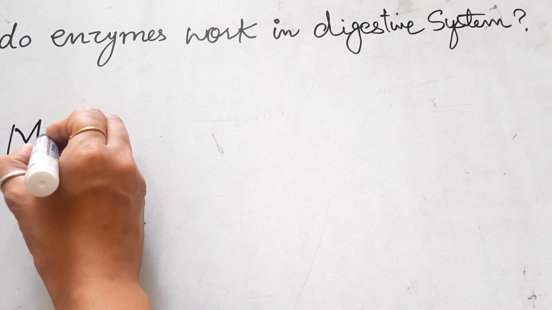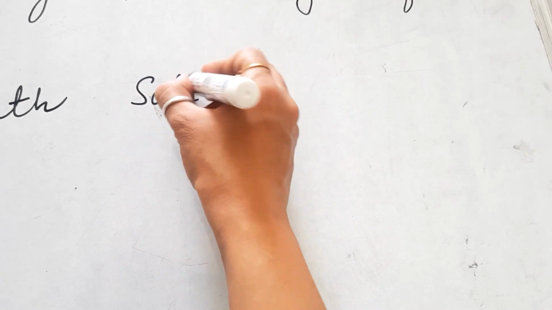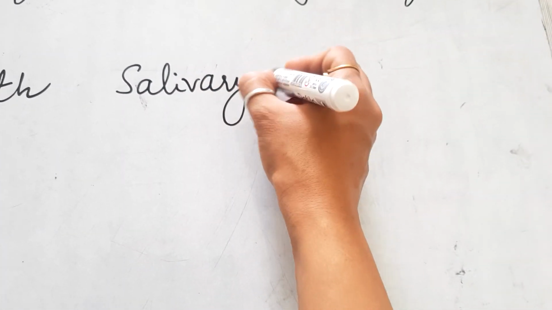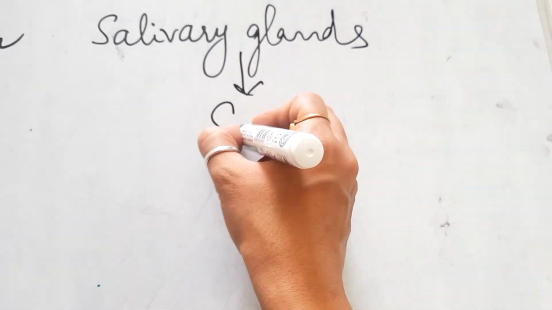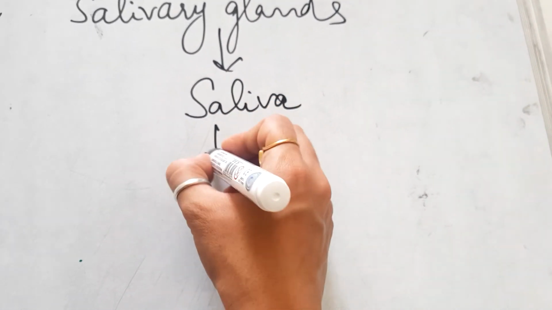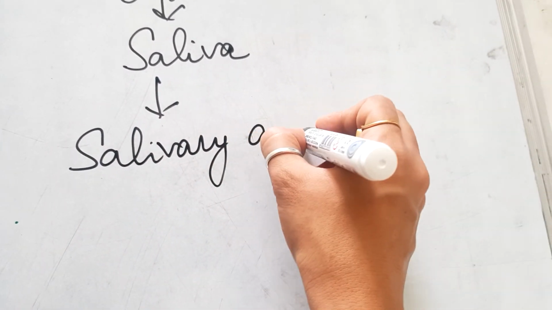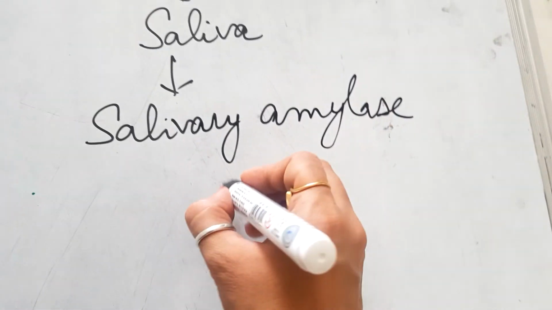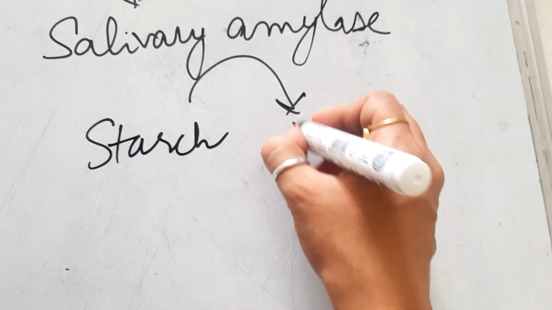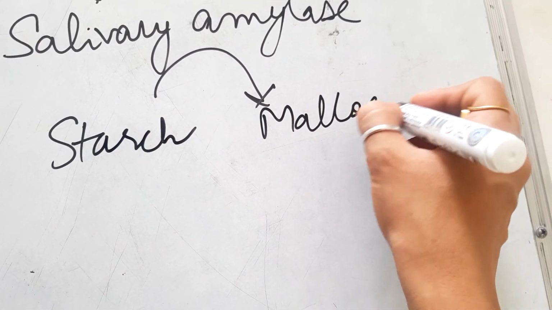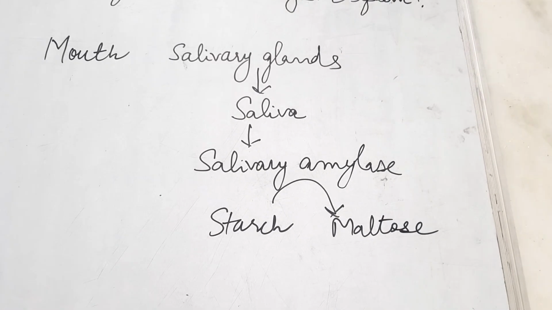The food which we take in goes through our mouth, and our mouth has salivary glands present in it. These salivary glands release saliva, and this saliva has salivary amylase, an enzyme. This salivary amylase acts upon starch, a complex carbohydrate, and converts it into maltose. So this is the first step where the digestion of carbohydrates takes place in our mouth.